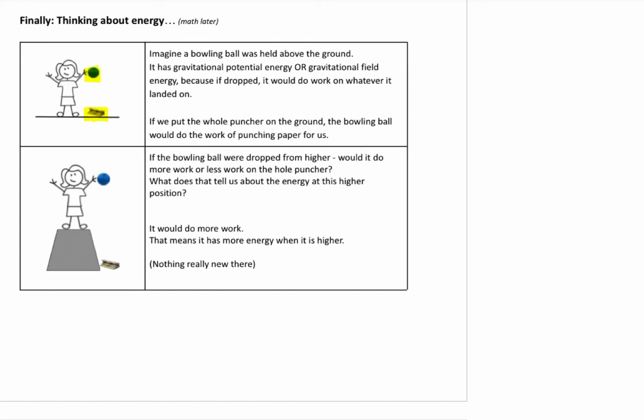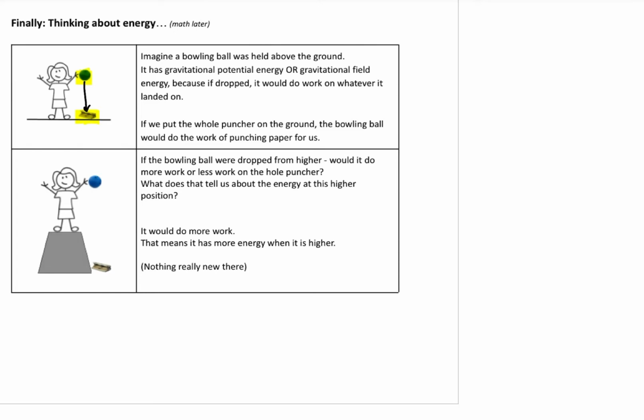If I just held the ball above the hole puncher and let it fall, falling a certain distance, because it was up high as it fell, when it hit that hole puncher, it had some energy because it was up high, and it could do work on the hole puncher. If I held it higher and let it fall farther, it could do even more work. Since it could do more work, that means that when it's higher, it has more energy. Nothing really new here. If we think back to grade 11 energy, that kind of makes sense. If we increase the h, mgh says more energy.